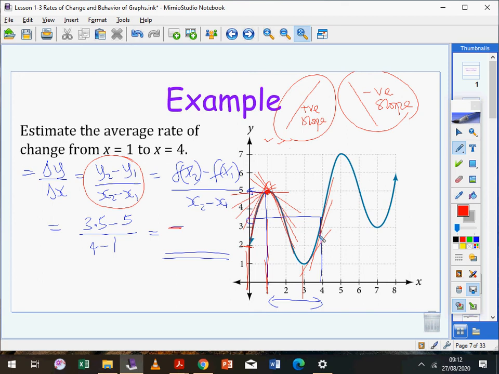Now, between 1 and 4, there is both an increase and a decrease, but there is more decrease than increase. That's why overall the function is increasing between 1 and 4.